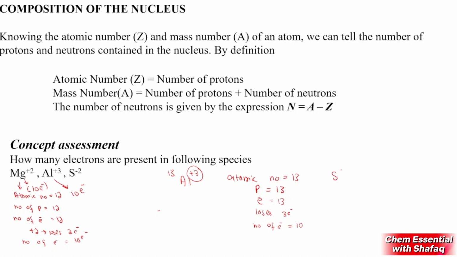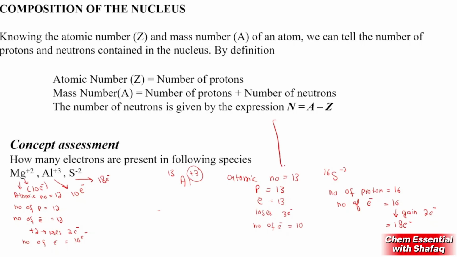The next is sulfur -2. I will just give you a hint: the atomic number of sulfur is 16. So the number of protons is 16 and the number of electrons is also 16, but as it is not a neutral body and carries a -2 charge, it basically gains 2 electrons. When it gains 2 electrons, the number of electrons becomes 18. So the number of electrons present in sulfur -2 is 18.